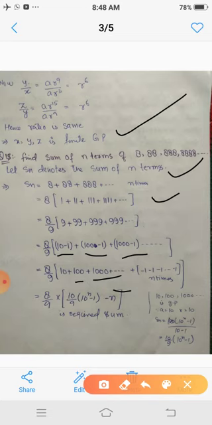Here clearly the sequence 10, 100 and 1000, like this up to n terms, is a GP, because the ratio is 10. The first term is 10, which implies that the sum of n terms, because we have to sum it up to n terms, is Sn equals a into (r^n minus 1) upon (r minus 1), which is 10 upon 9 into (10 raised to power n minus 1). So 8 by 9 into [10 upon 9 into (10 raised to power n minus 1) minus n] is the required sum of the n terms of this sequence.